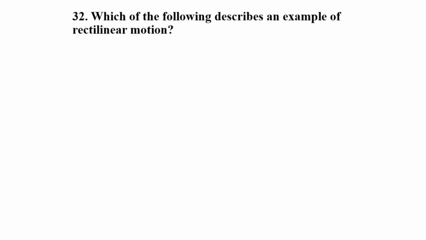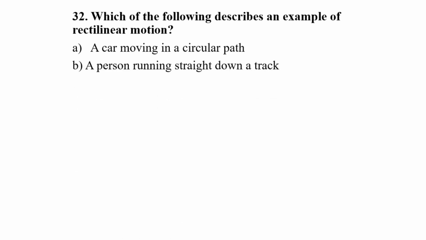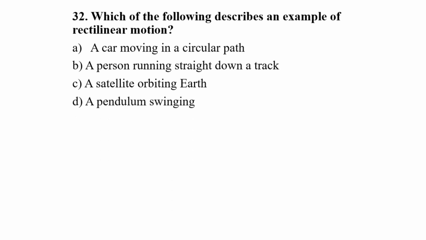Question number 32. Which of the following describes an example of rectilinear motion? A. A car moving in a circular path. B. A person running straight down a track. C. A satellite orbiting Earth. D. A pendulum swinging.